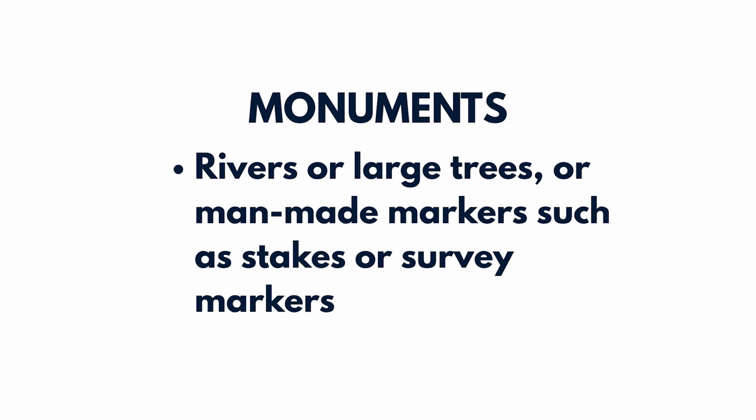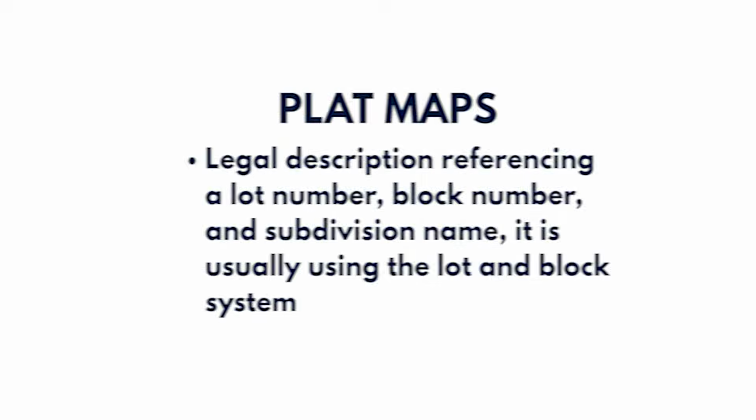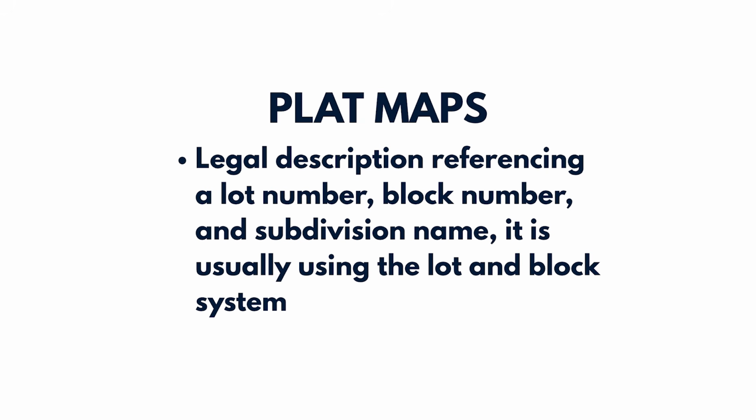Finally, let's review the concept of a plat map. A plat map is a recorded map that shows how land has been divided into lots and blocks within a subdivision. When you see a legal description referencing a lot number, block number, and subdivision name, it is usually using the lot and block system.